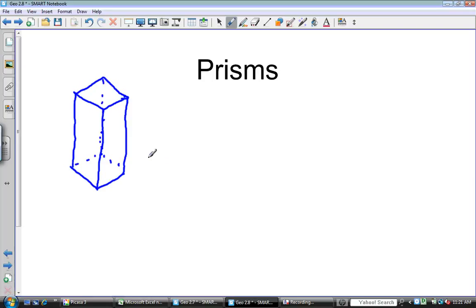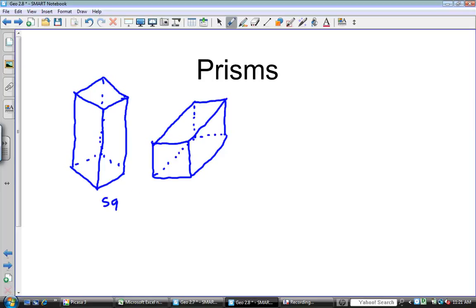Another way you can draw a square prism is just drawing a square, and then going back diagonal. Now make sure these line up here, and all of these lines that are diagonal have to be the same length. Now, you want to finish off the hidden lines, so you know this is a square prism.